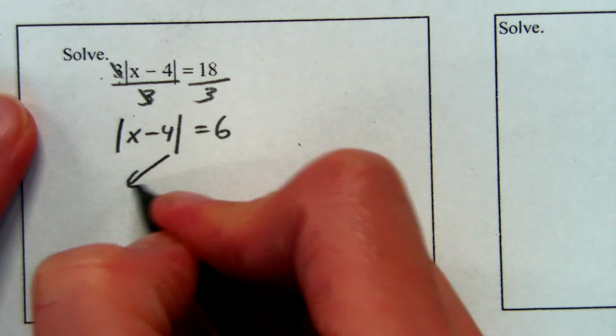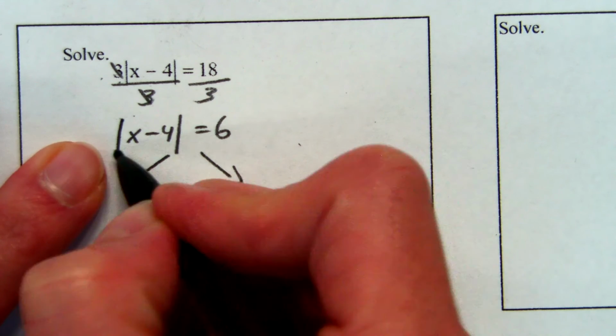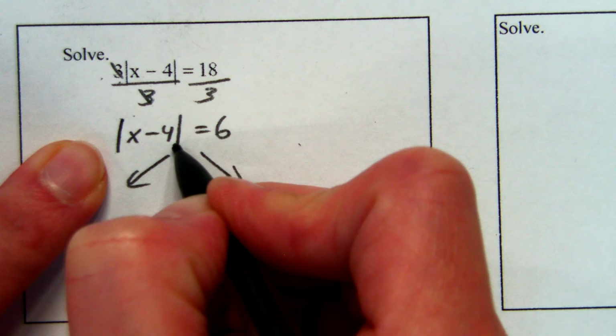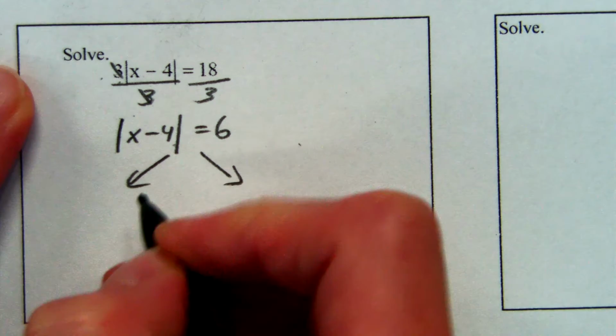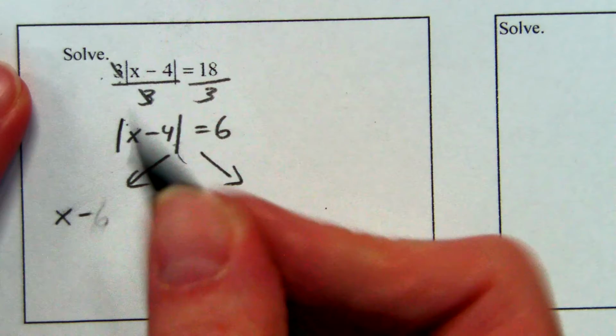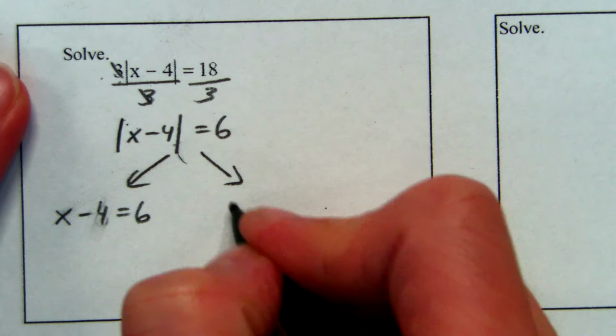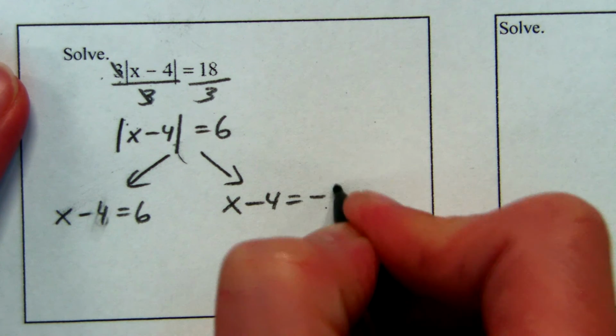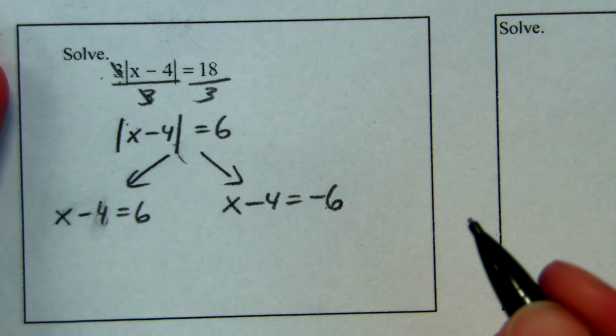All right, so now we have the absolute value isolated over here. There's nothing on the outside of the absolute value, so we can set up our equations. x minus 4 equals 6, and x minus 4 equals negative 6. And we're going to solve both of those.